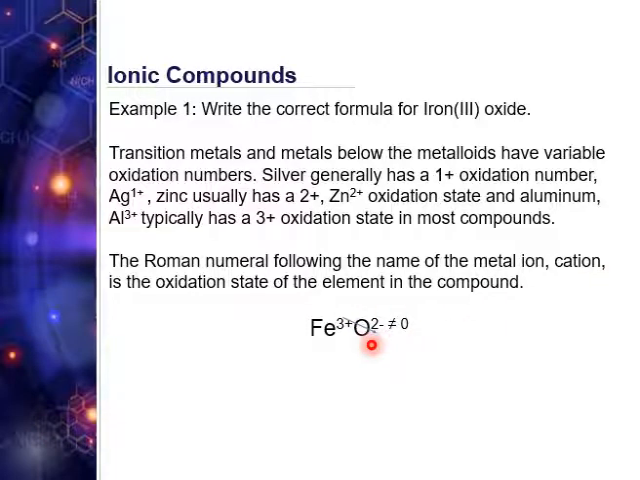You cross the 3 down and the 2 down, and when they go to the bottom to form subscripts, they're always positive. 2 times a +3 is a +6. 3 times a -2 is a -6. This equals 0. So the correct formula is Fe2O3.